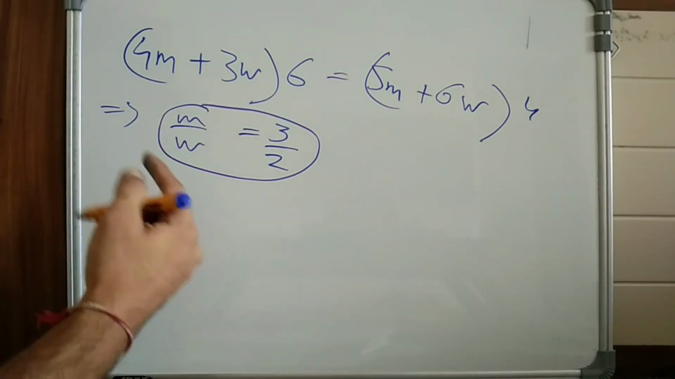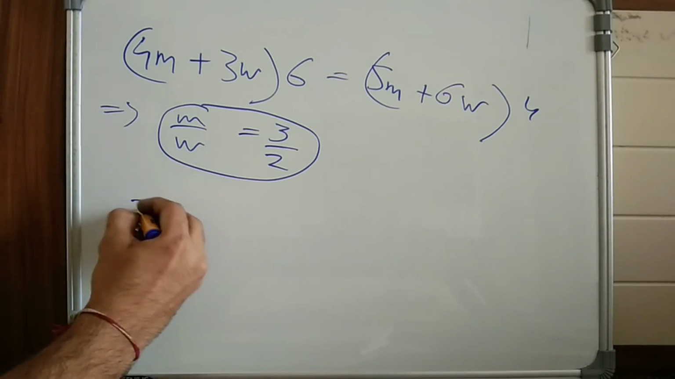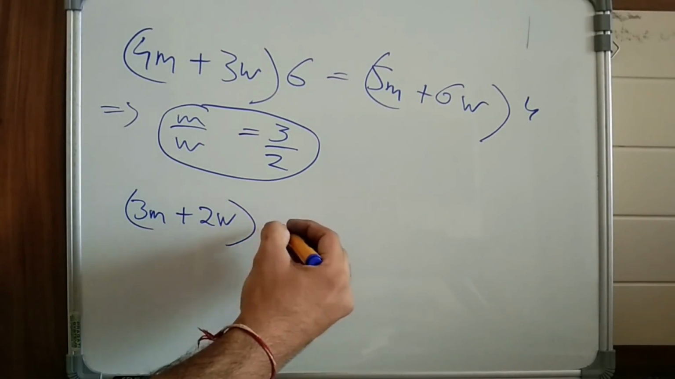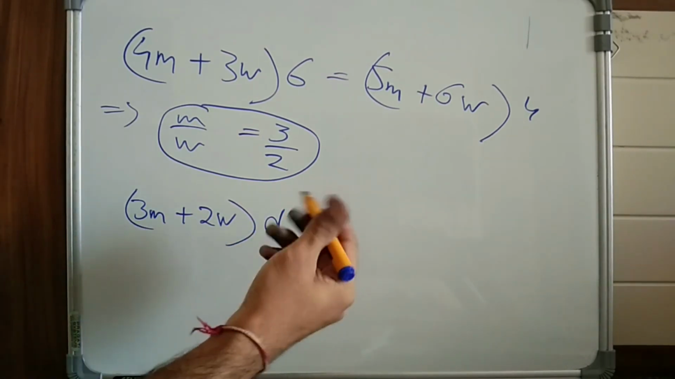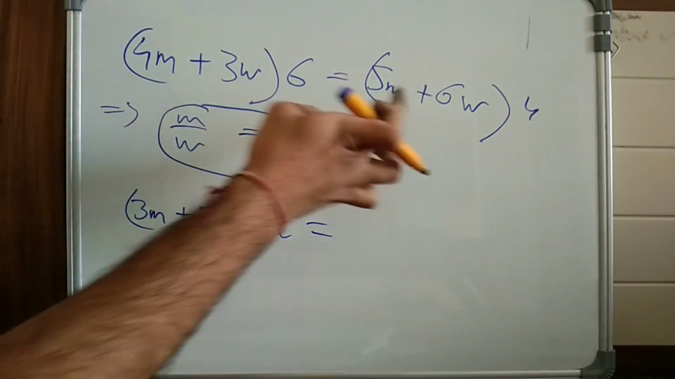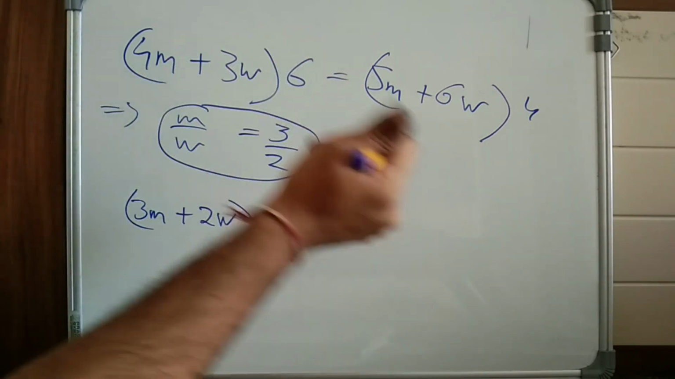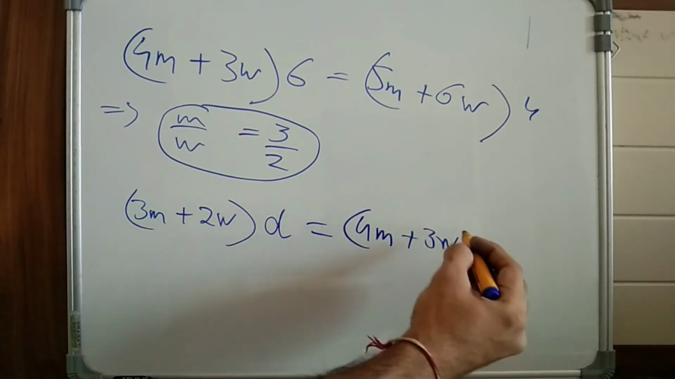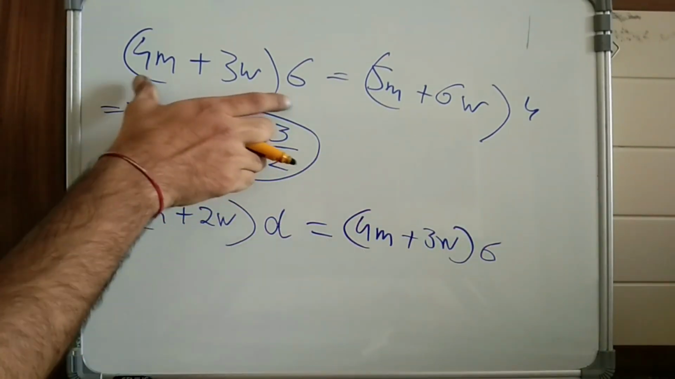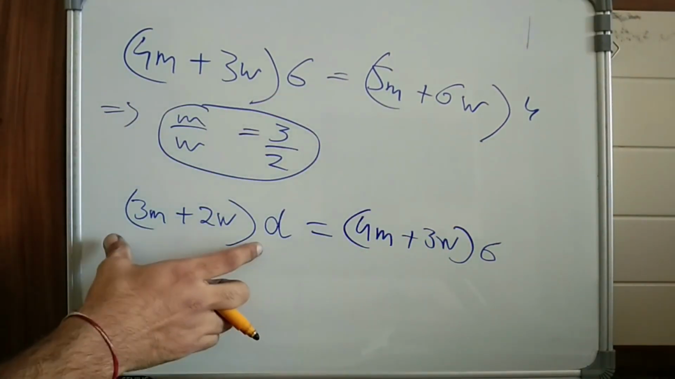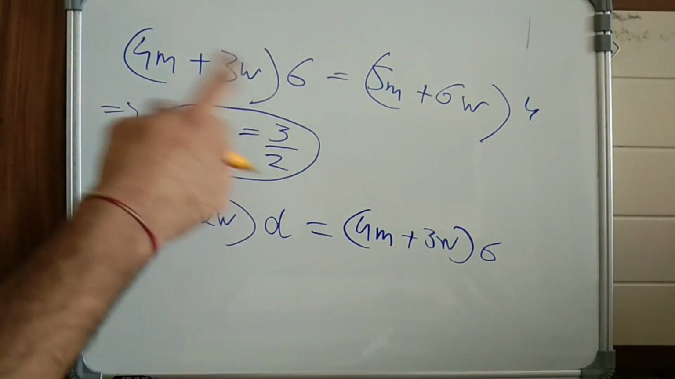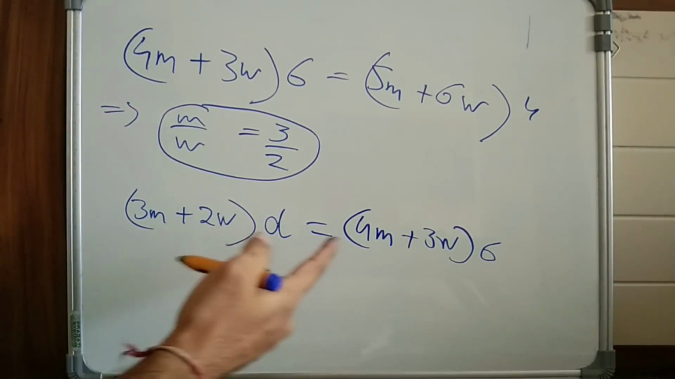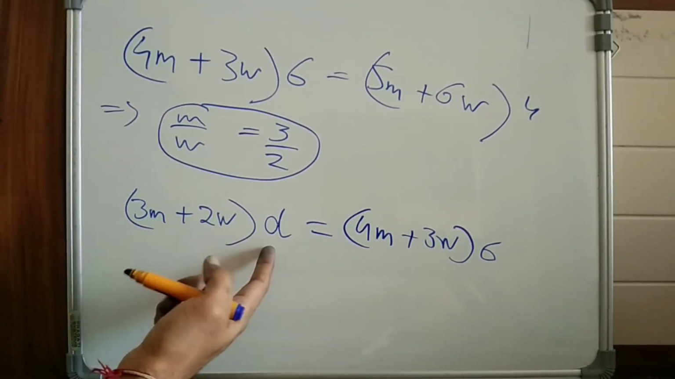Now the next scenario says 3 men and 2 women. So 3 men plus 2 women, how many days? D days is equal to, I can equate this with any of these. So I am equating this with this. 4m plus 3w is equal to 6. This is the total work, this is the total work, this is the total work. So I can equate any two of these three, right? So if I solve this, I can easily find the value of D.